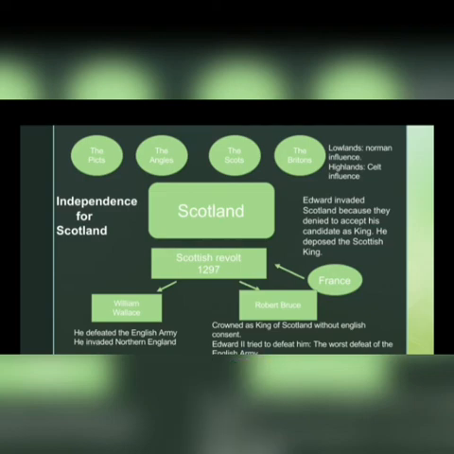Robert Bruce was crowned as the Scottish king without the English consent. Of course, England disagreed with that. That's why some years later, the next king of England, Edward II, who was Edward I's son, tried to defeat Robert Bruce, but he failed. And it was the worst defeat of the English army.